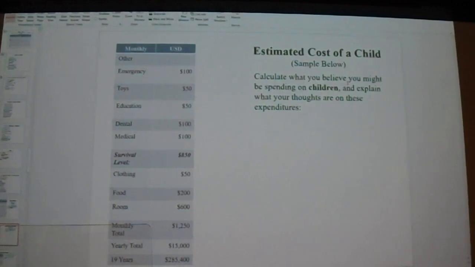To estimate the cost of a child, calculate what you believe you might be spending on children, and explain what your thoughts are on these expenditures.